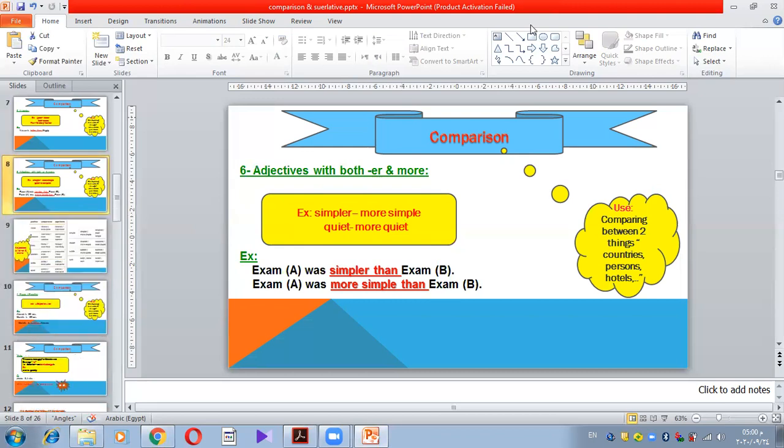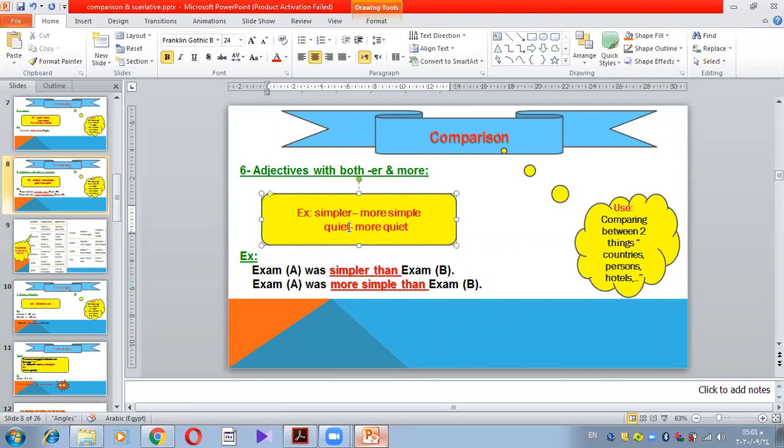The easiest for you, you can use quiet, more quiet. Okay? So you have what? Quieter, sorry, and more quiet in this case. Both of them are correct. So exam A was simpler than exam B. So you added ER in this case. It ends in E, so you added just R in this case. Simpler and then than. Or you can hear it like exam A was more simple than exam B. Both of them are equal. They are the same. And both of them are correct.